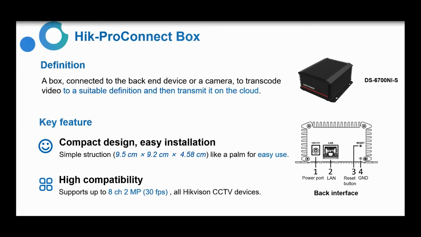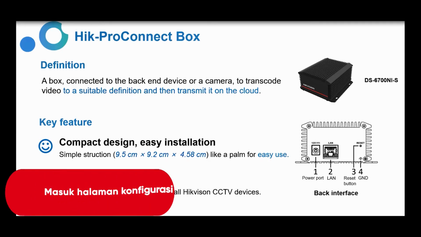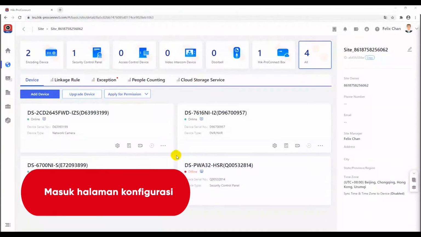HikProConnect box is a box connected to the back-end device or camera to transcode video to a suitable definition and then transmit it on the cloud. It has compact design, easy installation, and high compatibility. You can add HikProConnect box through the same way as any other devices. The HikProConnect box will be shown and can be configured in both device main page and cloud storage service page.